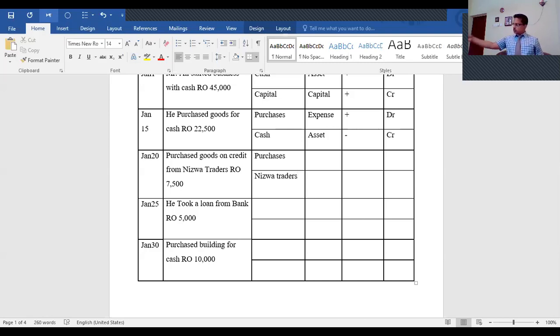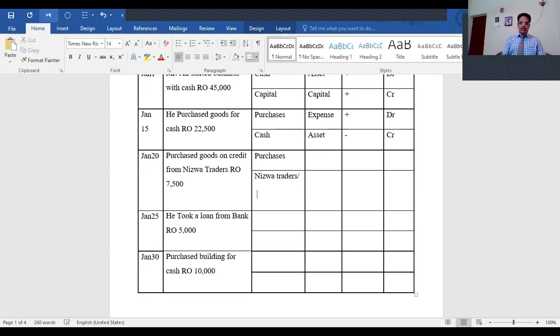When you sold goods to Niswa traders on credit, money is not paid, so you have to pay money later. So you are the account payable or bills payable. Bills payable or account payable or sundry creditor, these are all almost the same term. But we are using account payable. So Niswa traders, or you can use account payable.